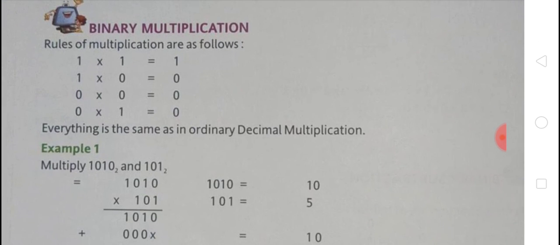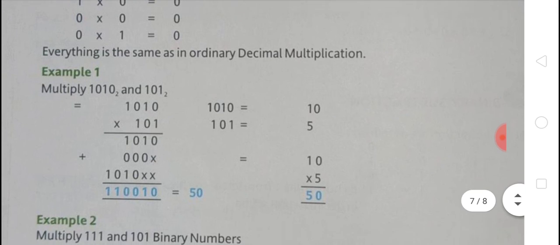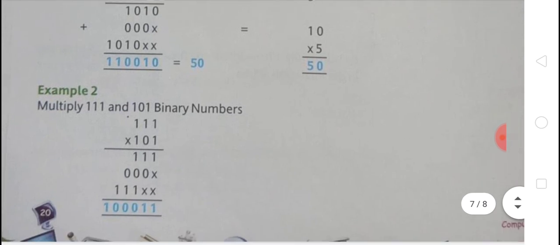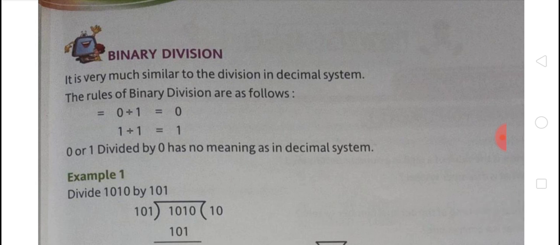Binary multiplication. 1 into 1 is 1, 1 into 0 is 0, 0 into 1 is 0, 0 into 0 is 0. Everything is the same as in ordinary decimal multiplication. Just like ordinary multiplication you can do, then the answer will come. There is no extra rule.